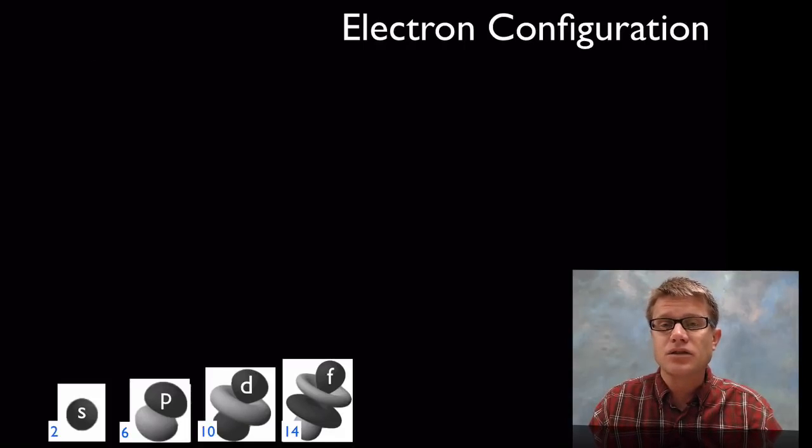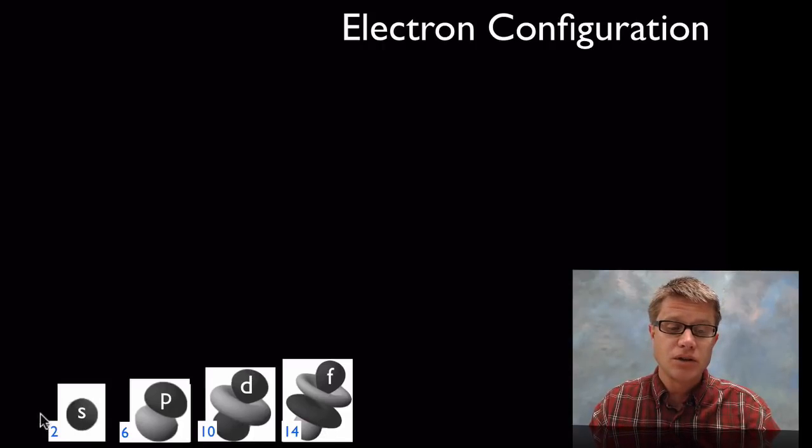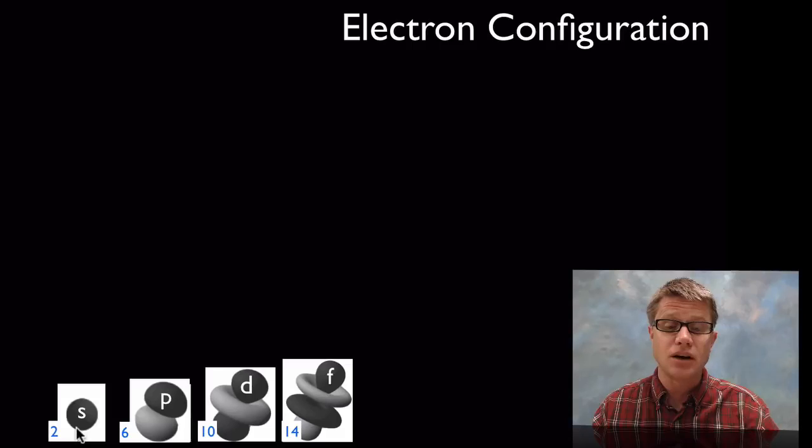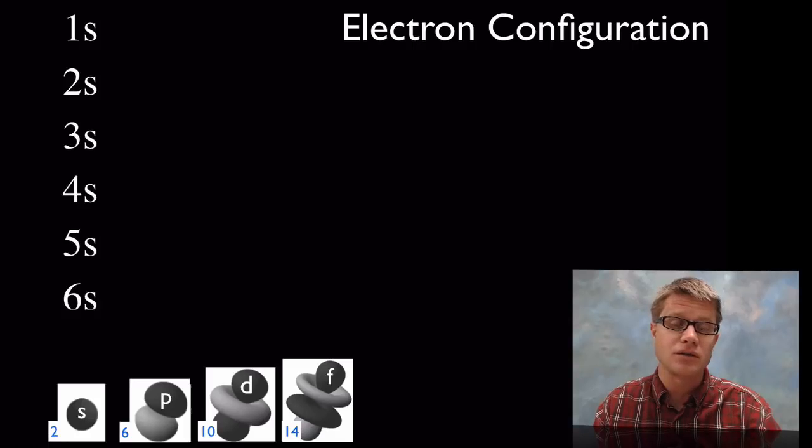And so let's get to the electron configuration. What we have here are the s, p, d, and f. They come from quantum mechanics. What's interesting about the s is it has only 1 orbital in it. The p has 3 orbitals, so you could have 6 electrons. D has 5 orbitals, so you could have 10 electrons, and f is going to have 7 orbitals, so you could have 14 electrons.